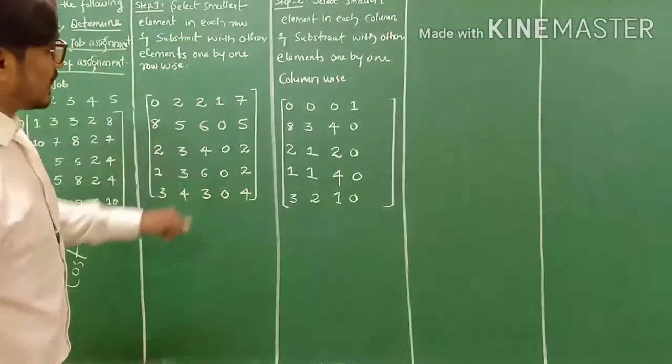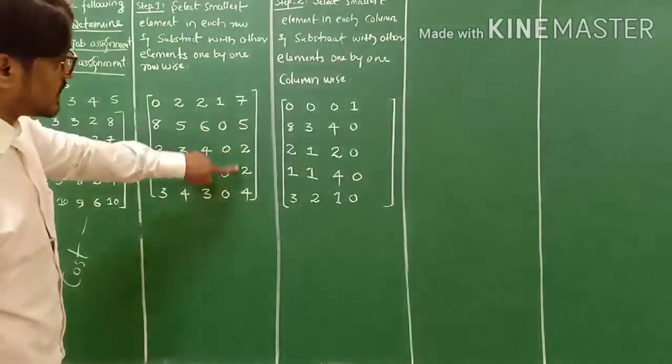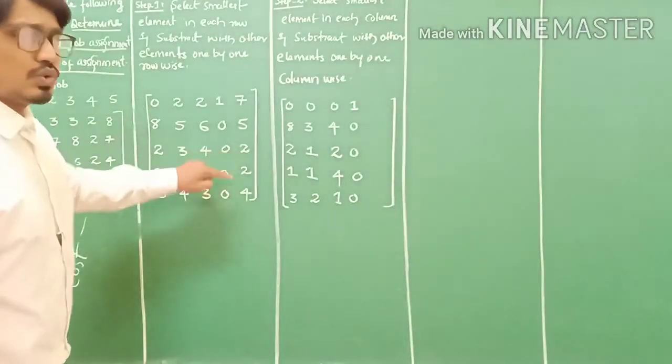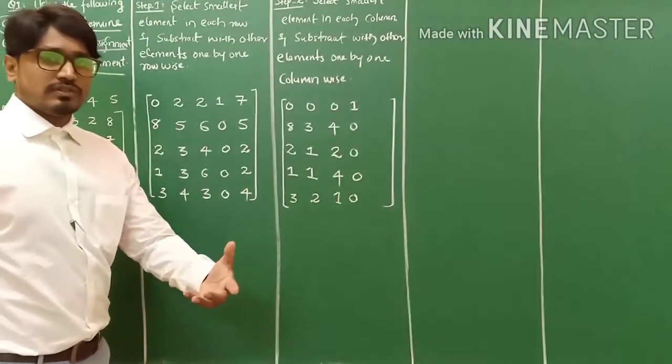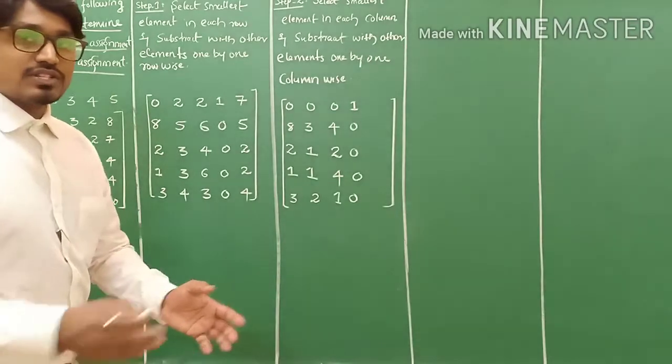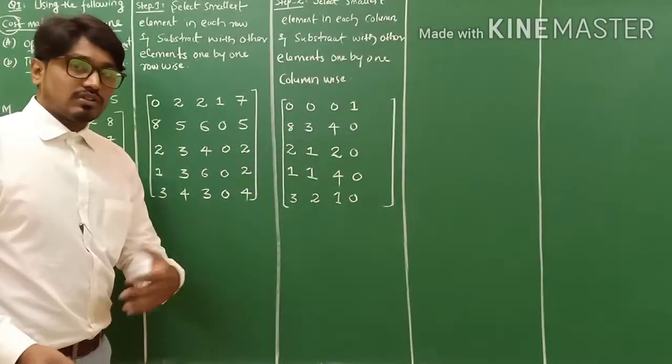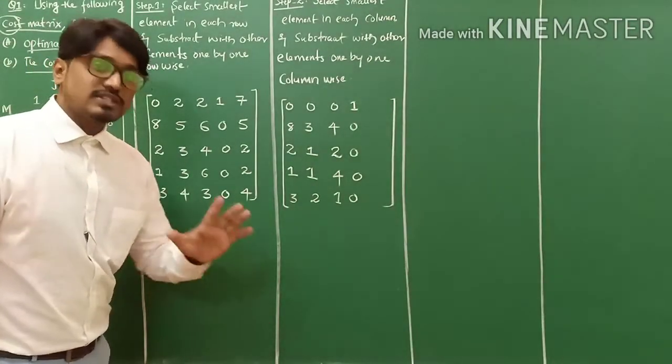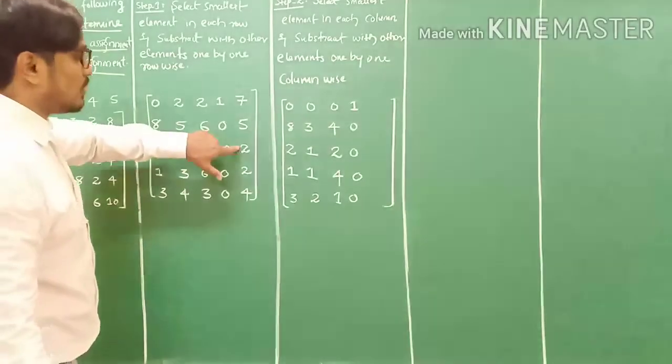The next column calculation says the smallest one is 2. And there are two twos, okay? 2 is equal to 2. It is not greater than 2 or less than 2. Any 2, okay? I'll go with this 2.